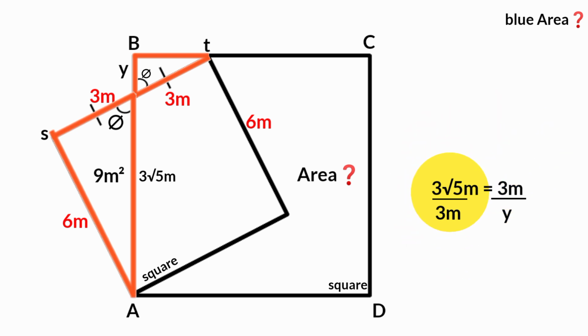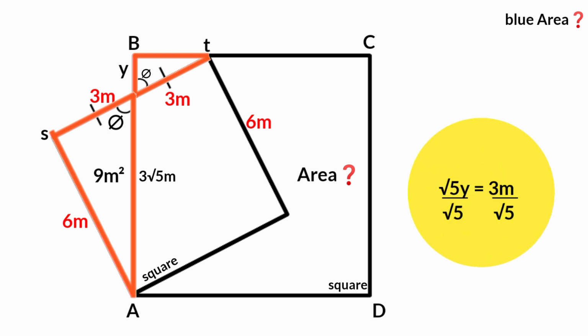Here meters cancels meters, and 3 cancels 3. So root 5 equals 3 meters over y. Multiplying both sides by y, here y cancels y. Then we divide both sides by root 5. And therefore here root 5 will cancel root 5. Now y equals 3 meters over root 5.